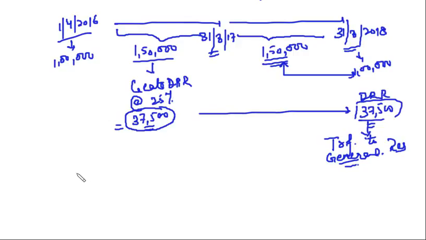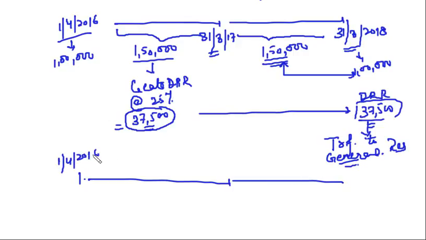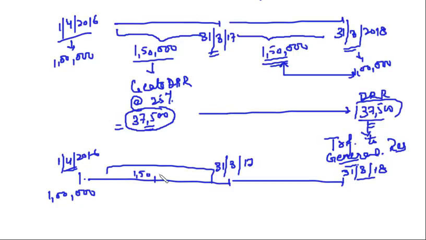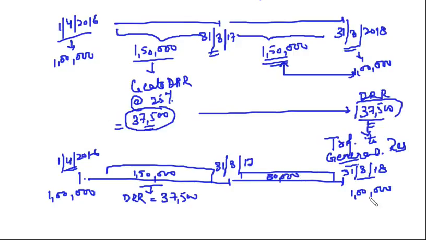Now let's take another case. On 1/4/2016, you have issued shares for 1 lakh rupees which are redeemable on 31st of March 2018. Here 31st March 2017. During this period, you earned a profit of 1,50,000 and on this you created a DRR at the rate of 25%, which comes to 37,500. On this date, you know you have an obligation of 1 lakh rupees. Now during this period, you earned a profit of say 80,000. Your obligation is 1 lakh rupees.